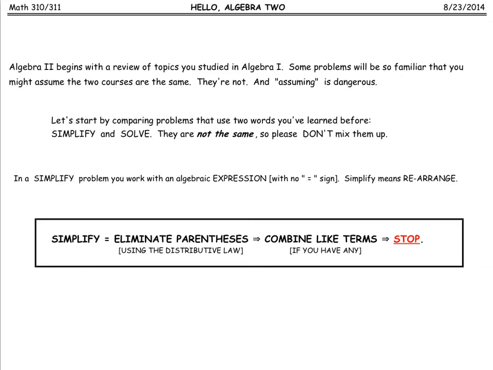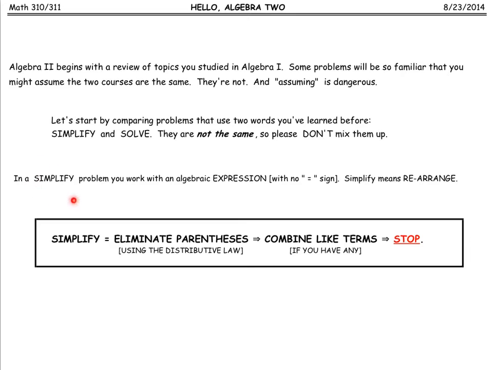The two words that I want to talk about today are simplify and solve. Very often kids see certain similarities between the two, which is understandable, but they are not the same, and if you mix them up, you will very often get the wrong answer.